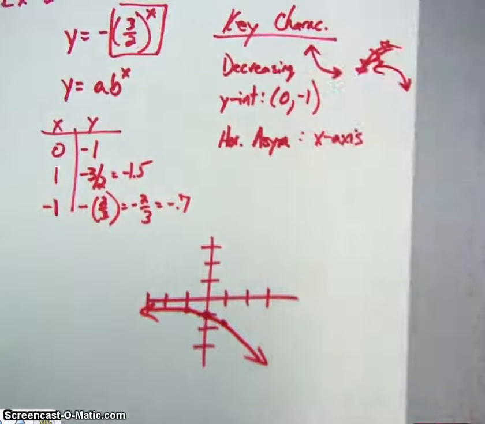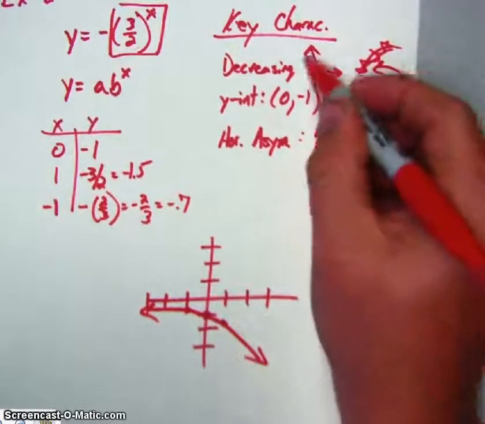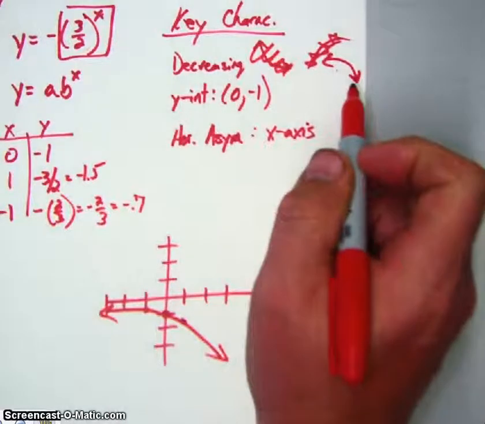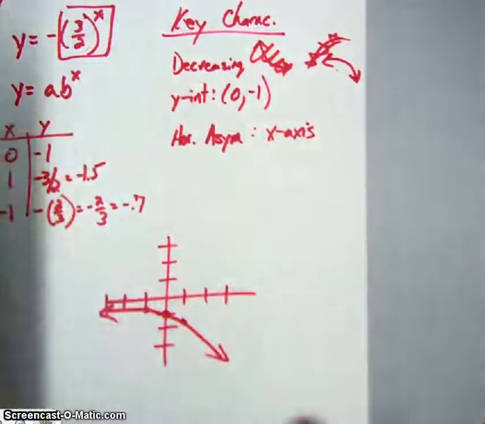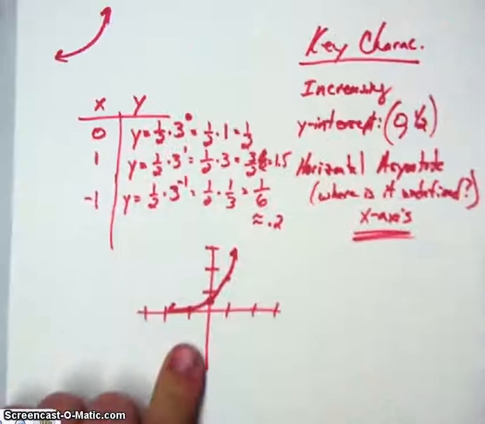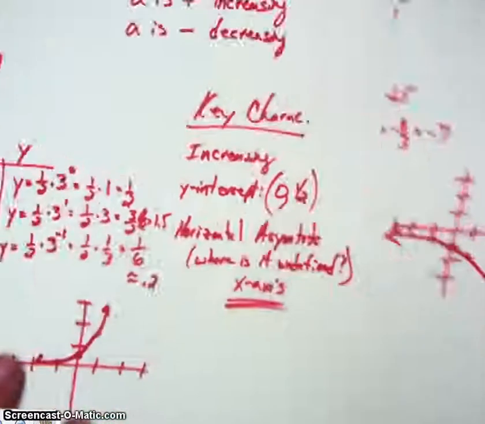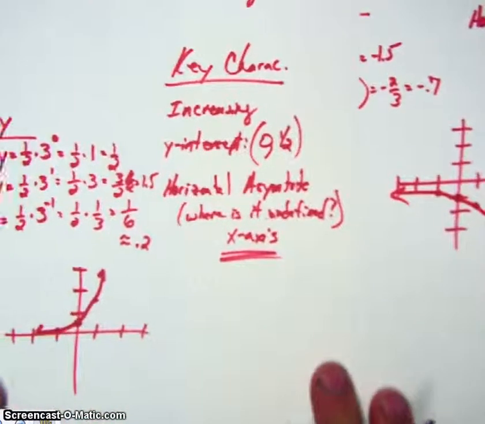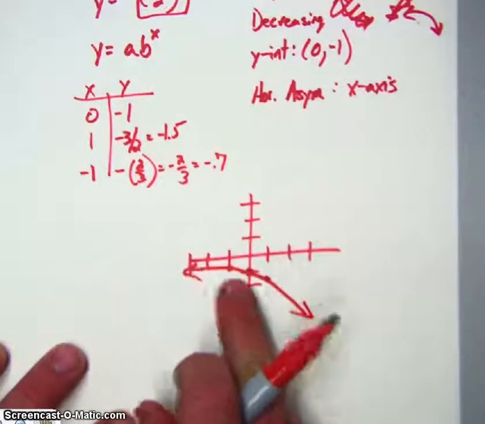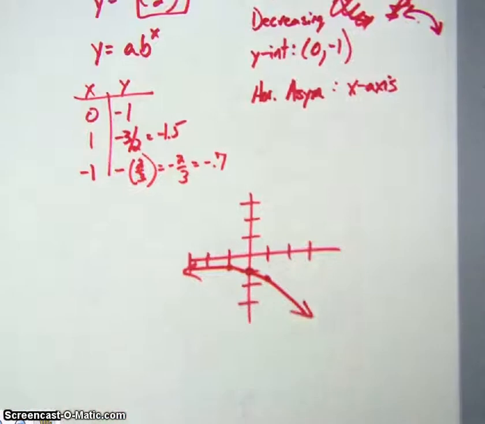Your graphs will either look like this, or like this. I'm getting two graphs on here. Increasing, where it stays above the x-axis, or decreasing, where it stays below the x-axis. So that's what your graphs will look like.